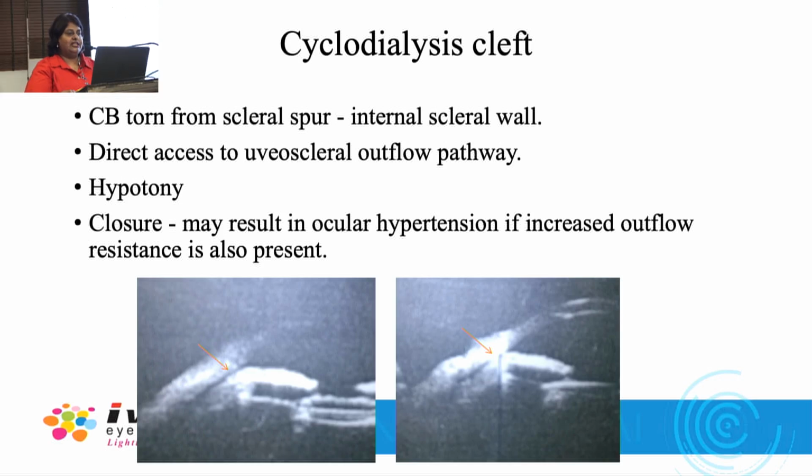When you do gonioscopy, it is important to differentiate between a cyclodialysis cleft and an angle recession. A cyclodialysis cleft is seen as a white area of scleral spur that is clearly seen. The ciliary body is torn from the scleral spur. The importance is that the ciliary body is detached, and there is a direct communication from the anterior chamber to the uveoscleral space, and this leads to hypotony. When some PAS forms, or when you close this cleft, it might lead to ocular hypertension later.